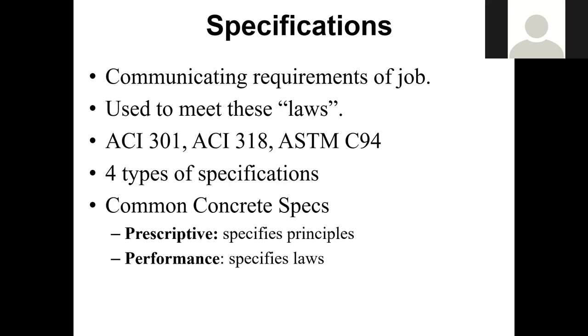So when we talk specifications, there are four different common types. Probably the two you'll see the most is a performance specification, meaning I want the concrete to behave this way. And so the design engineer is going to say certain things, 3000 PSI, 5% air.